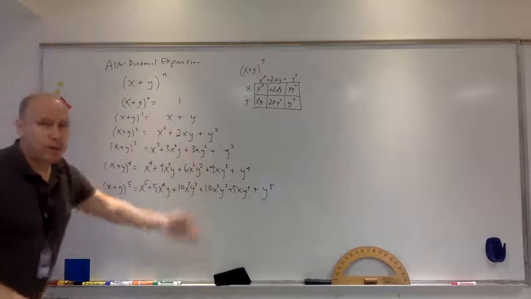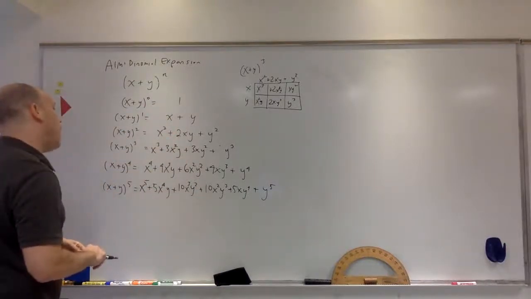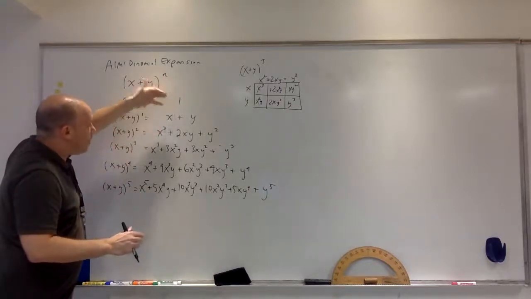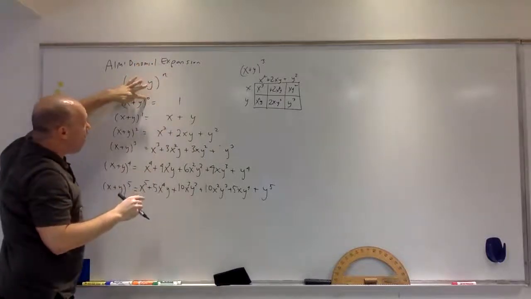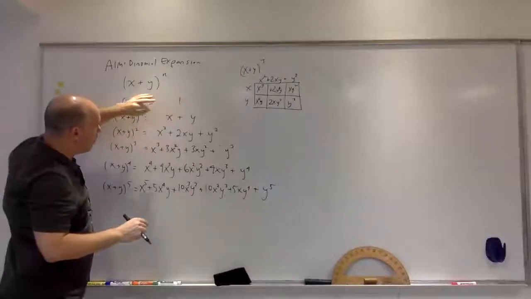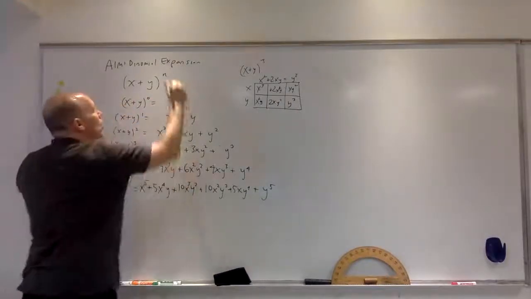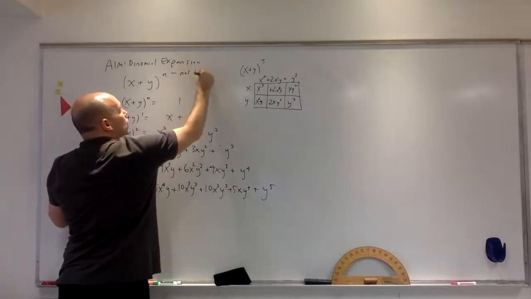A couple of things we notice here. We notice that whatever n is, if it's to the 0 power, we have 1 term. If it's to the first power, we have 2 terms. If it's to the second power, we have 3 terms. So the n, that means n plus 1 terms.